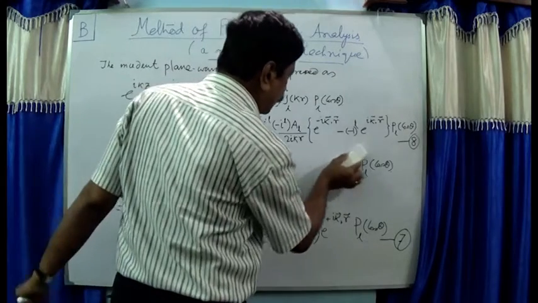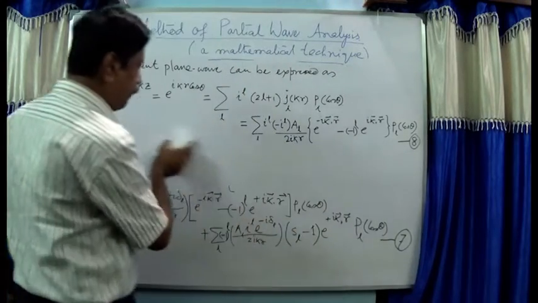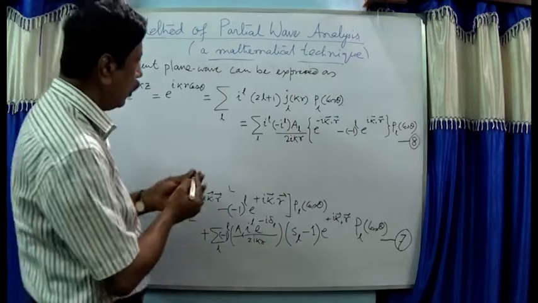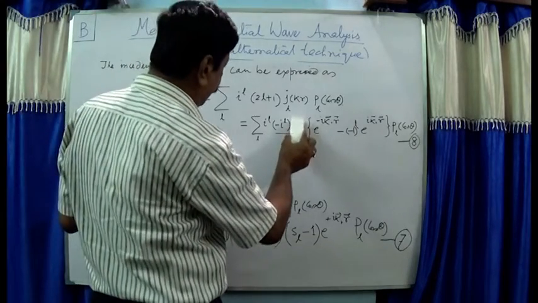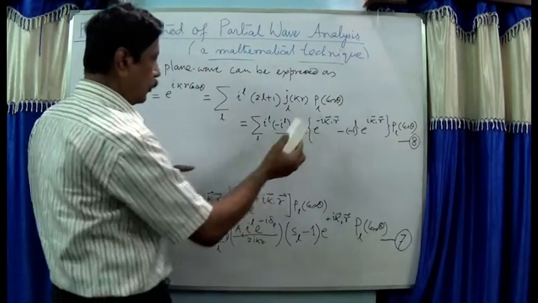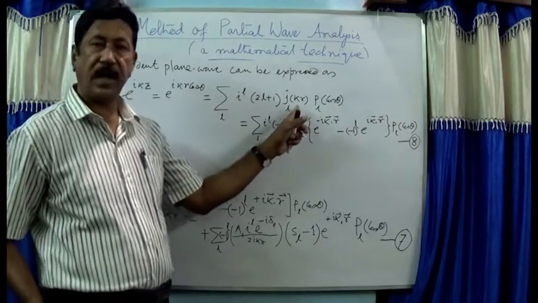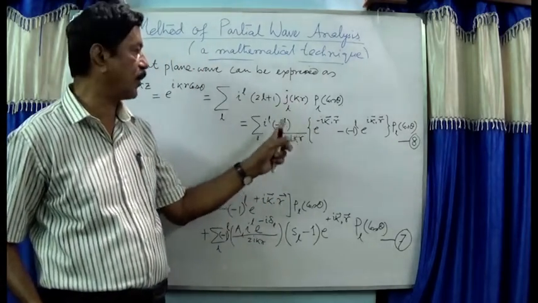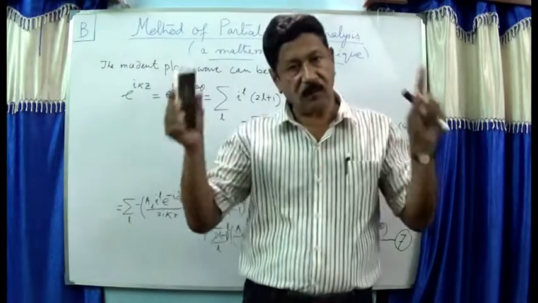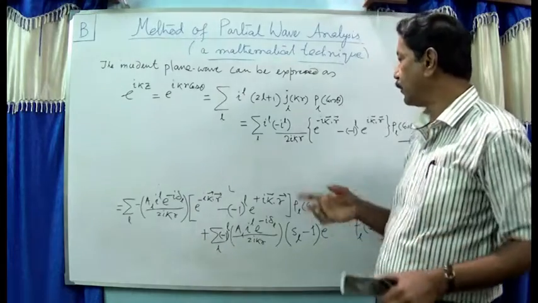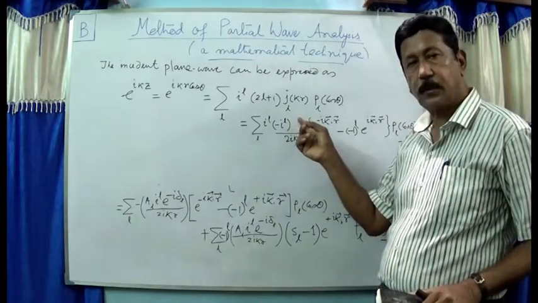Now let us pass over to a new discussion. Of course, there is one thing extra. This A_L should not be there, because j_L(kr) doesn't contain A_L. A_L is associated with the total form of R_L. That's why this A_L should not be there.